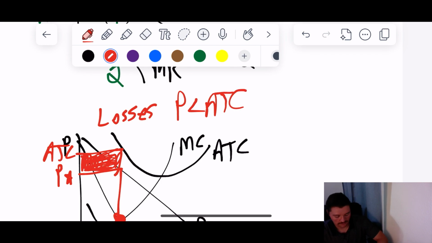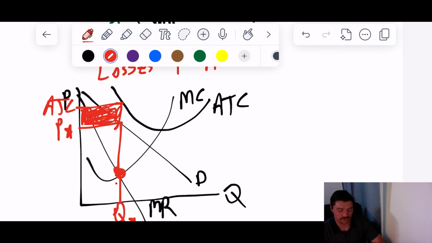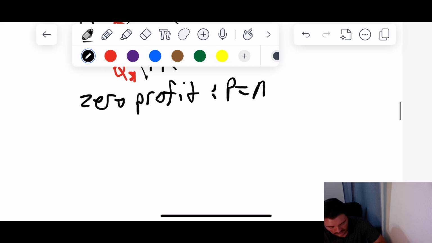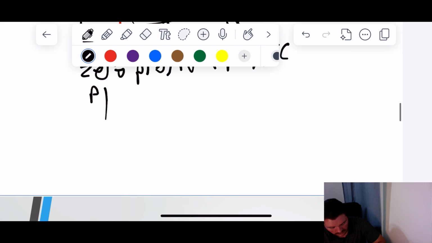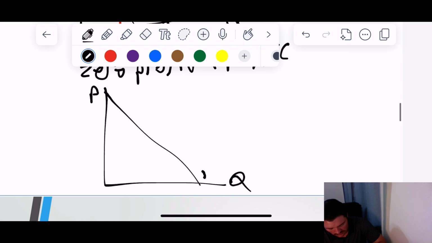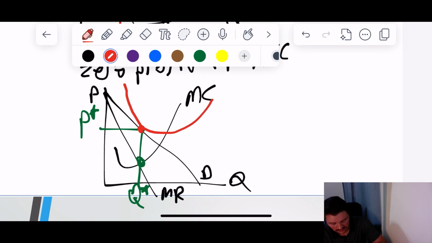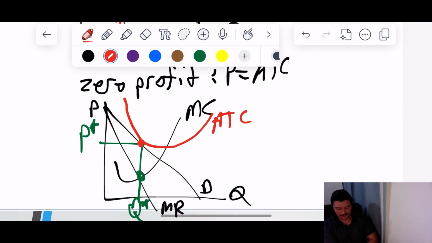Okay. Now for the zero profit, we need a point where the price is equal to the ATC. So what that'll look like is we have price, quantity, demand, marginal revenue, marginal cost. The easiest way to do this is to figure out the price first, and then we want an ATC that hits this point, goes down, and then goes back up. So this is an area where we have zero profits as well.